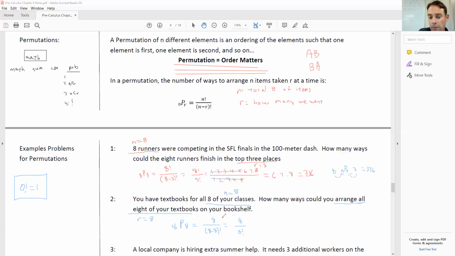So 8 factorial divided by 0 factorial. Now when you guys are doing this on your homework, once you've done that, you can actually tell me the answer. You don't necessarily need to show all the work behind it, but you just need to show me the answer. So 8 factorial would be 40,320 ways, which is crazy. You have 8 classes, you have 8 books. You can arrange them in that many different unique arrangements. It's crazy to think about. So let's keep going a little bit.